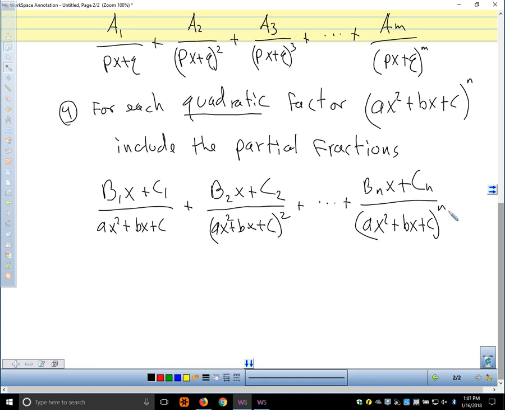All right, so there's the verbal description. Sounds kind of intimidating, but it's really not. So what I want to do is go through several examples of how we write these out, and then we'll go through the process of finding these a's, b's, and c's for our partial fractions. All right, questions so far?